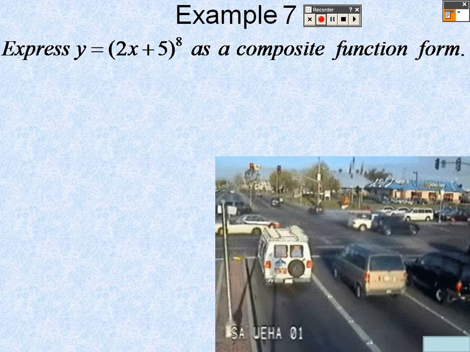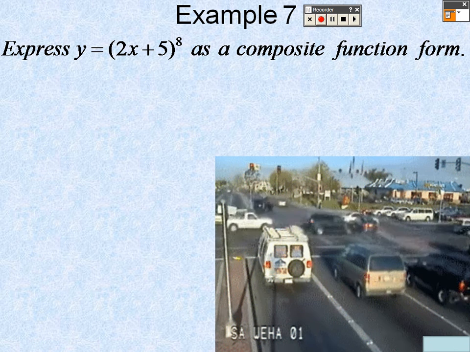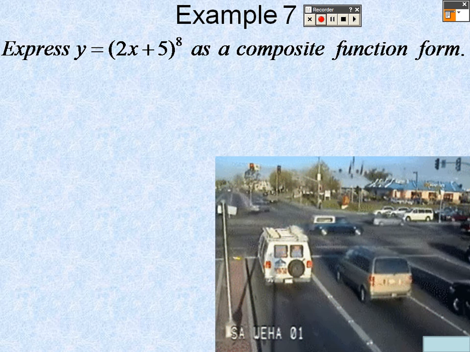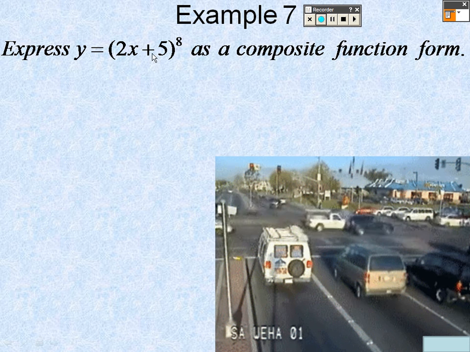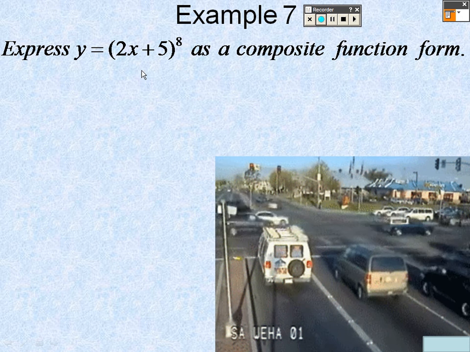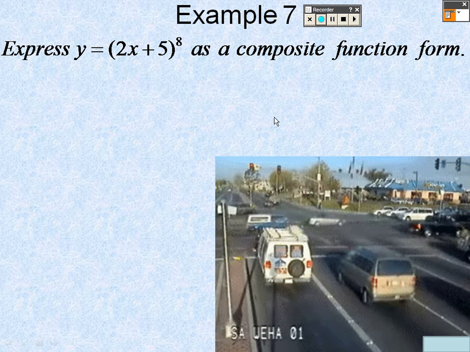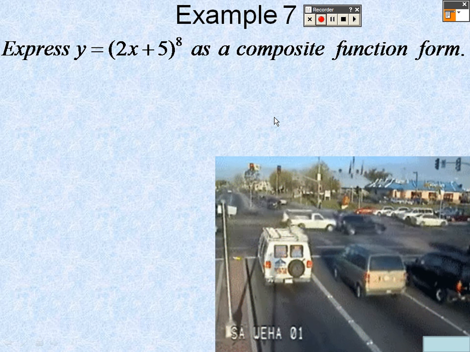So express y as a composition. So this is kind of working backwards. This is me saying, hey, my final answer is this. How did you get there? What did I start off with? Alright, well, here's a hint.